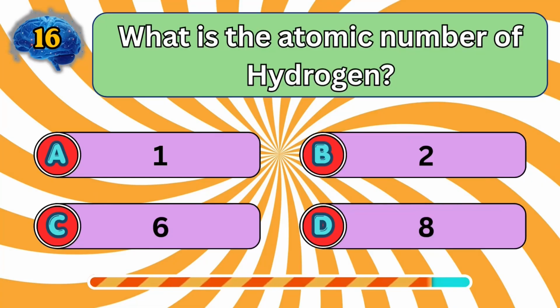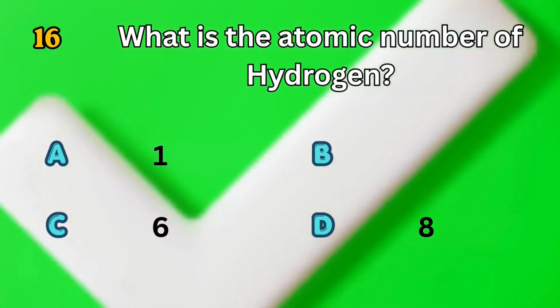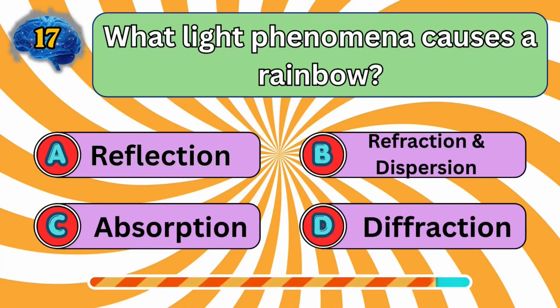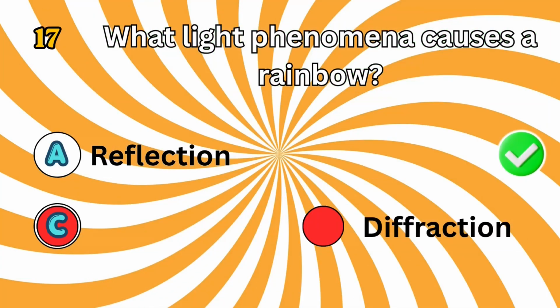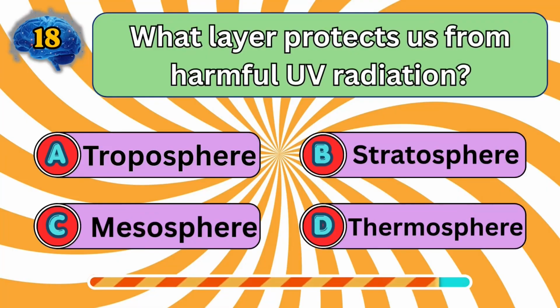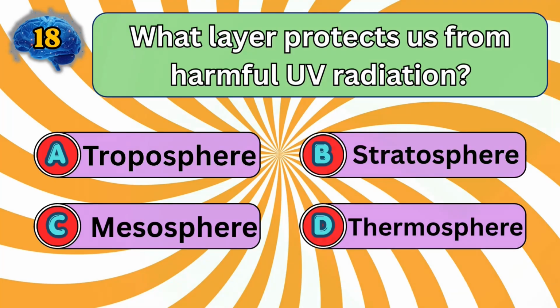What is the atomic number of hydrogen? 1. What light phenomenon causes a rainbow? Refraction and dispersion. Which layer of Earth's atmosphere protects us from harmful UV radiation? Stratosphere.